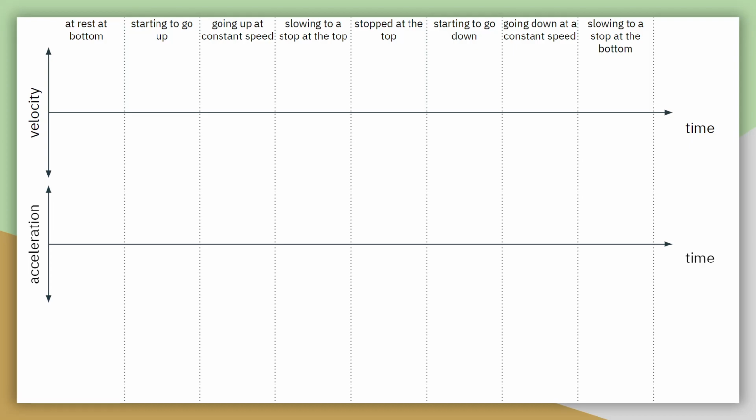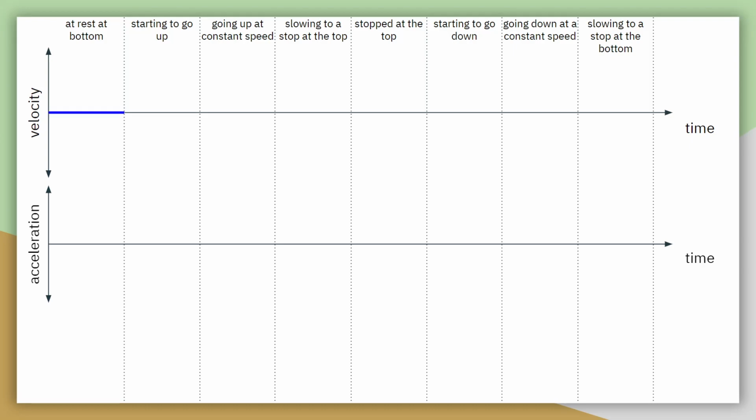The 8 motions I'll be focusing on are when the elevator is at rest at the bottom of an elevator shaft, when it starts to go up, when it is going up at a constant speed, when it is slowing to a stop at the top, when it is stopped at the top, when it starts to go down, when it is going down at a constant speed, and finally, when it is slowing to a stop at the bottom. Now, if that's what the elevator is doing, that too is what everything within the elevator is doing, notably the passenger. So we're going to construct the velocity time graph first.